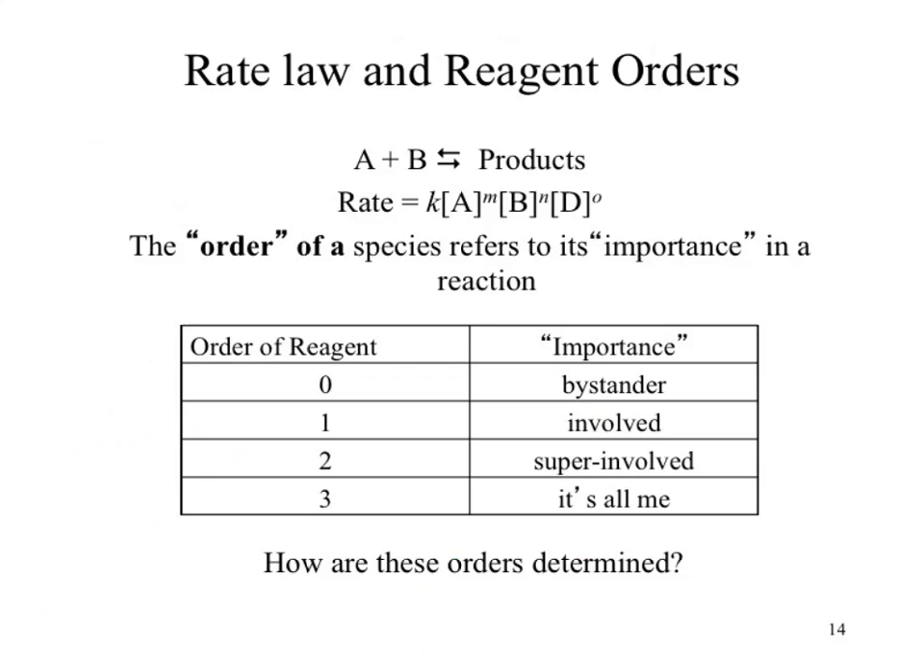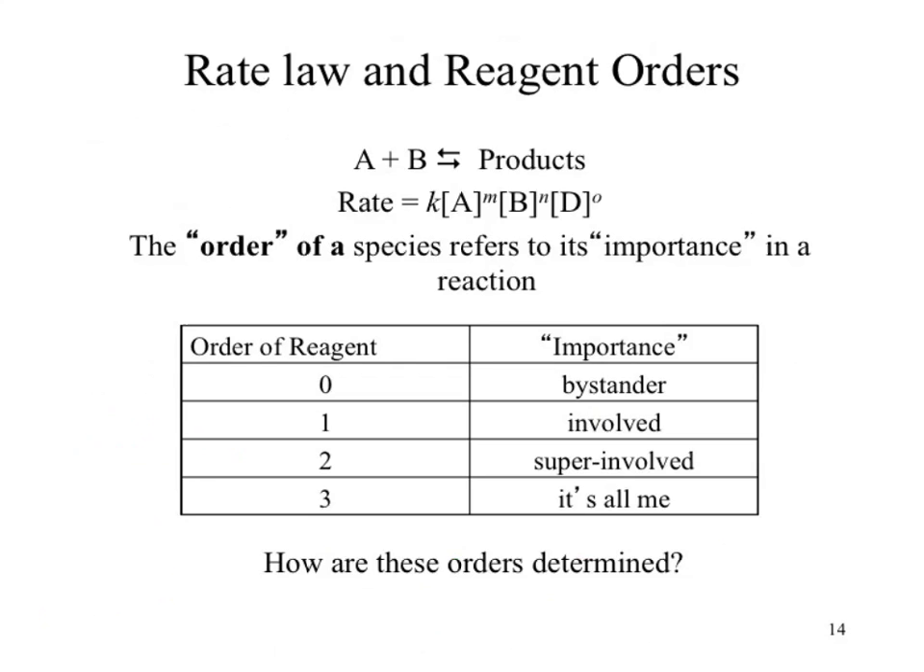Can we get fourth order? No. What does it mean for each of these numbers? 0 means not involved at all in the slow step. What does 1 mean? It's involved in the slow step. 2 means? What does that 2 directly mean beyond super involved? It means 2 molecules are involved in that slow step. What does 3 mean? 3 molecules are involved in the slow step.